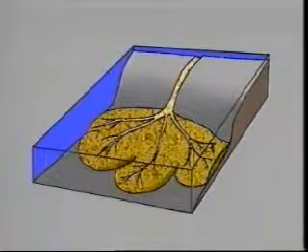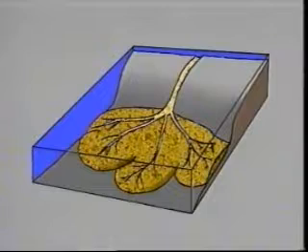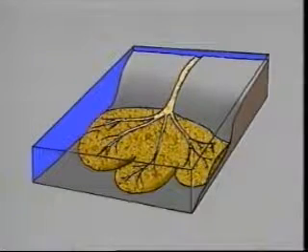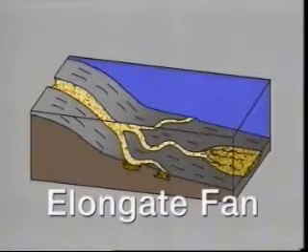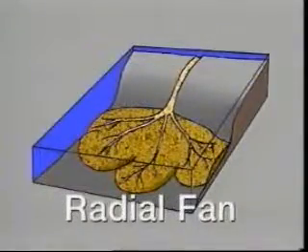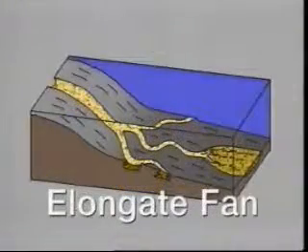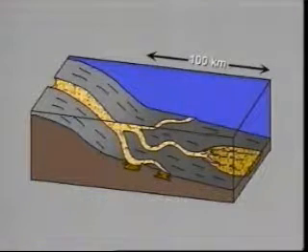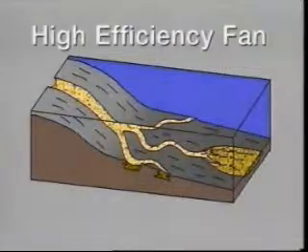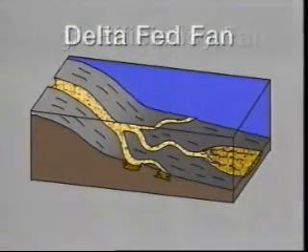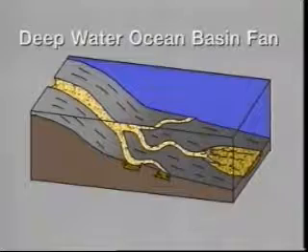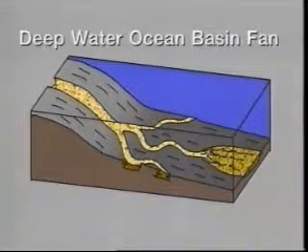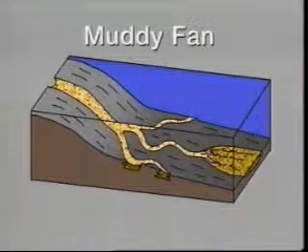Several methods have been proposed to classify submarine fans. One such scheme identifies two end-member fan types, elongate fans and radial fans. Elongate submarine fans are the larger of the two types of fans, often being over 100 kilometers across. Elongate fans are also referred to as high-efficiency fans, delta-fed fans, and large deep-water ocean basin fans. Some geologists loosely refer to them as a muddy fan.